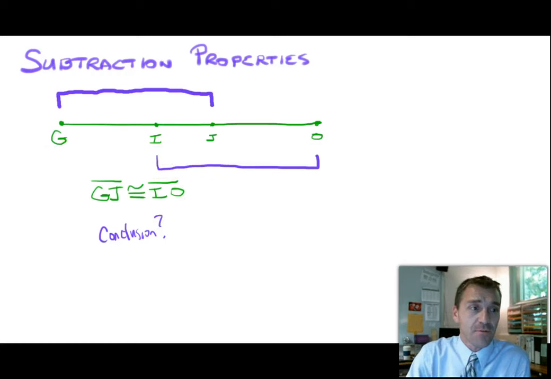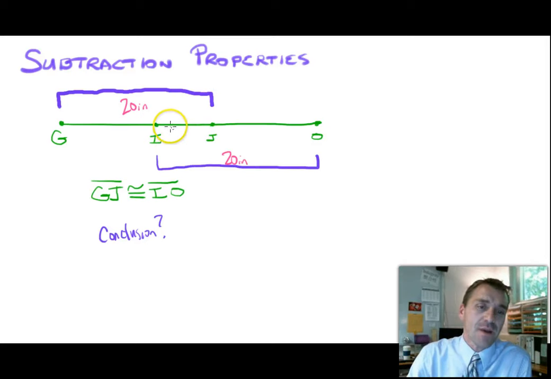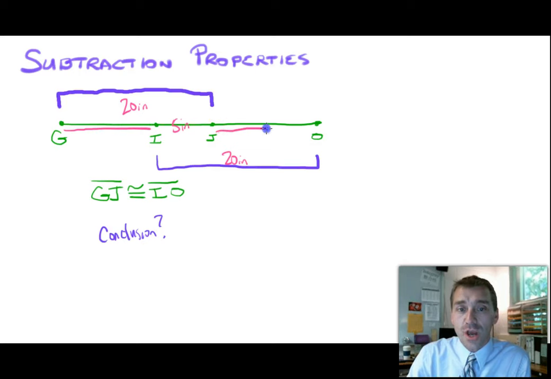Like I did before, let's come up with an example. Let's say GJ happens to be 20 inches, completely making it up. If GJ is 20 inches, that would make IO exactly the same, because from the given information of these things being congruent, they have to be the same measure. Now, what if I take IJ, this piece right here, and make it really small, 5 inches? If that's 5 inches, what could you conclude about GI compared to JO?